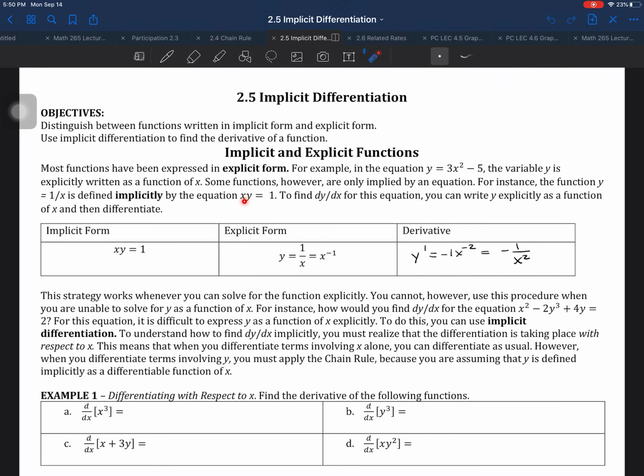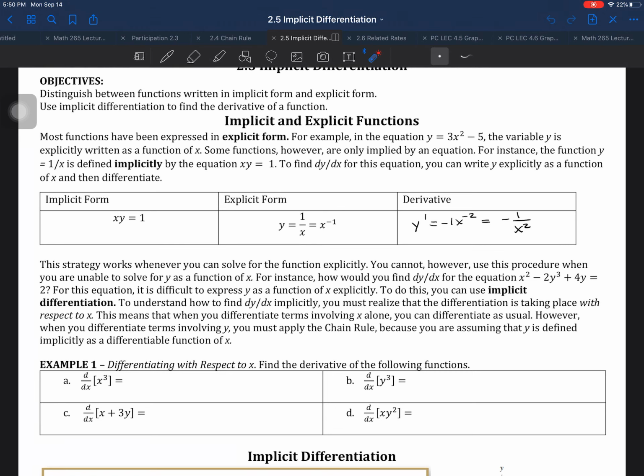If you notice, these two functions are the same. This one is known as the implicit equation, versus this one, which is explicit. So here's a perfect example. This is implicit form because y is not solved for. This is explicit because y is solved for. So they're the same equation. They have the same solution, except that they're written in different forms, right?